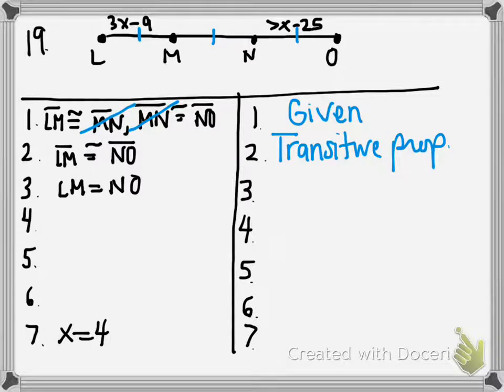So for number 3, because we need to solve an equation here, we need to get out of the congruence symbol and get into equals. So from step 2 to 3, if you look, they change from congruence to equals. That would be by definition of congruence.